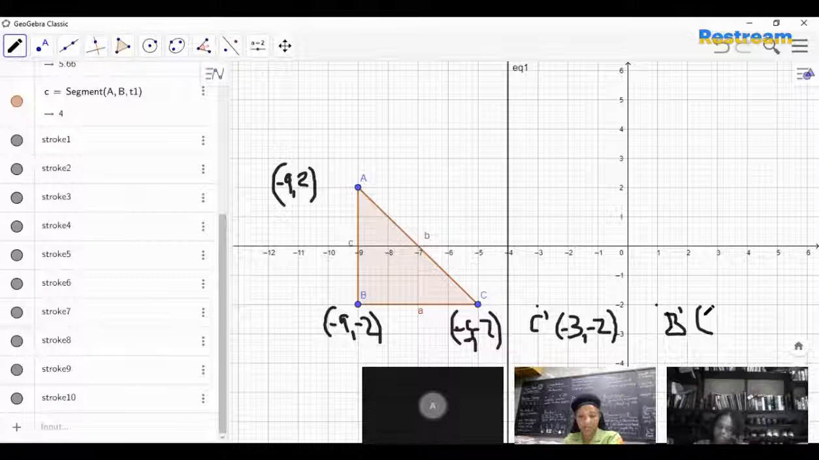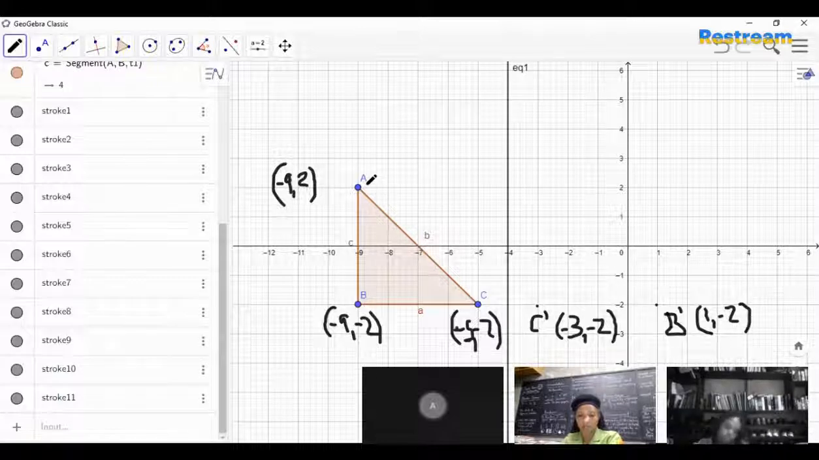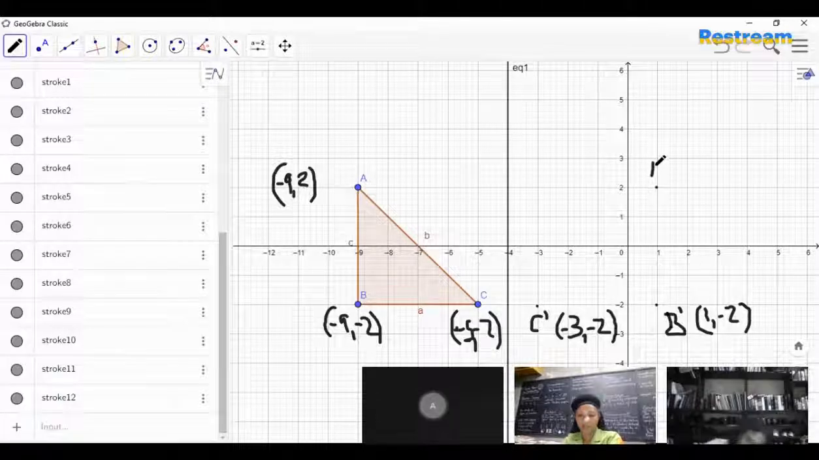So for B prime, it's 1, -2. And for A prime, 1, 2, 3, 4, 5. So the coordinates for A prime will be 1, 2.